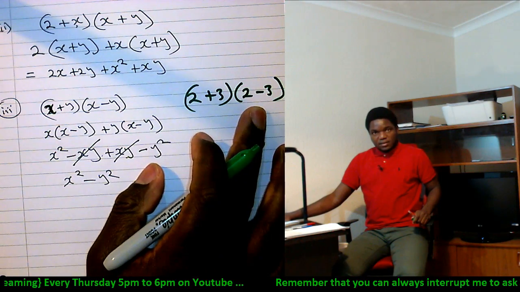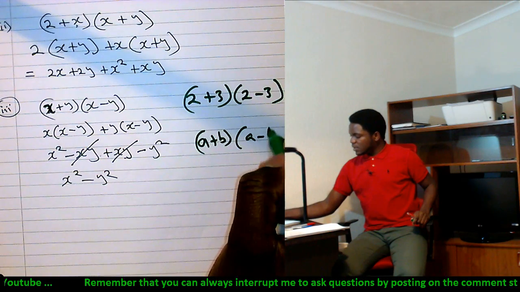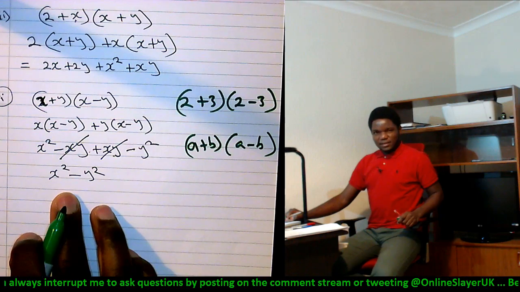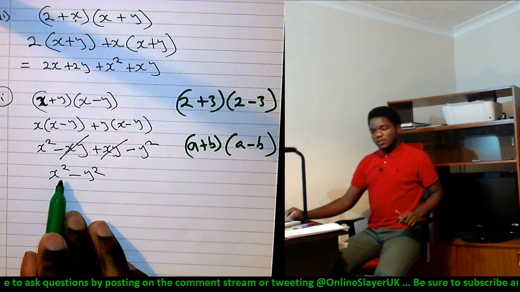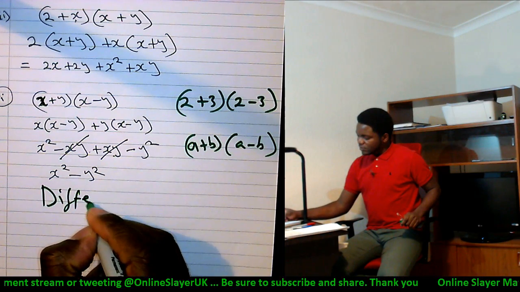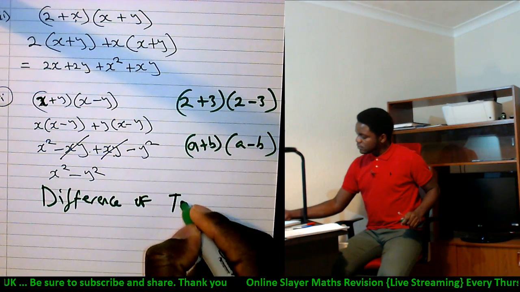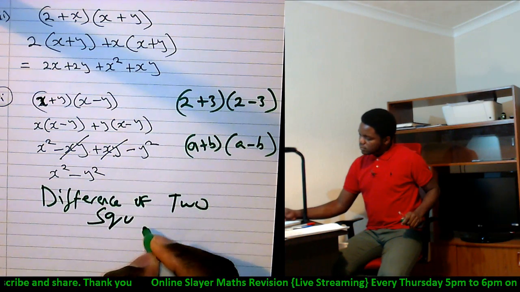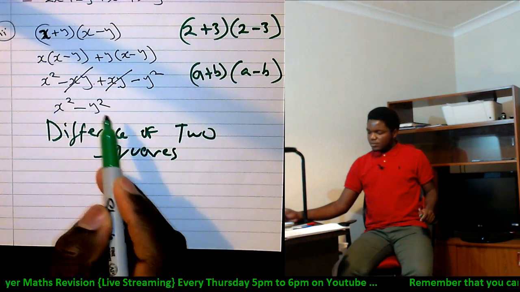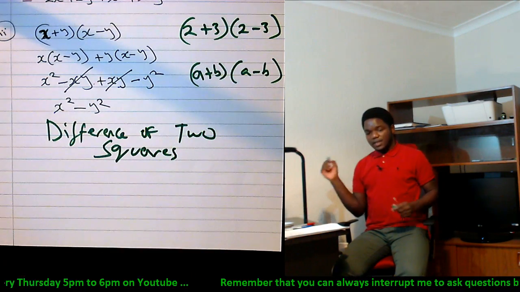Like this, or if you've got something like a plus b into a minus b, that's going to give you an answer like this. And this answer is what we call the difference, because it's a minus sign, so it's a difference of two squares. There are two squares here, x squared and y squared, and the difference in between them is the answer you get when you multiply something like this.